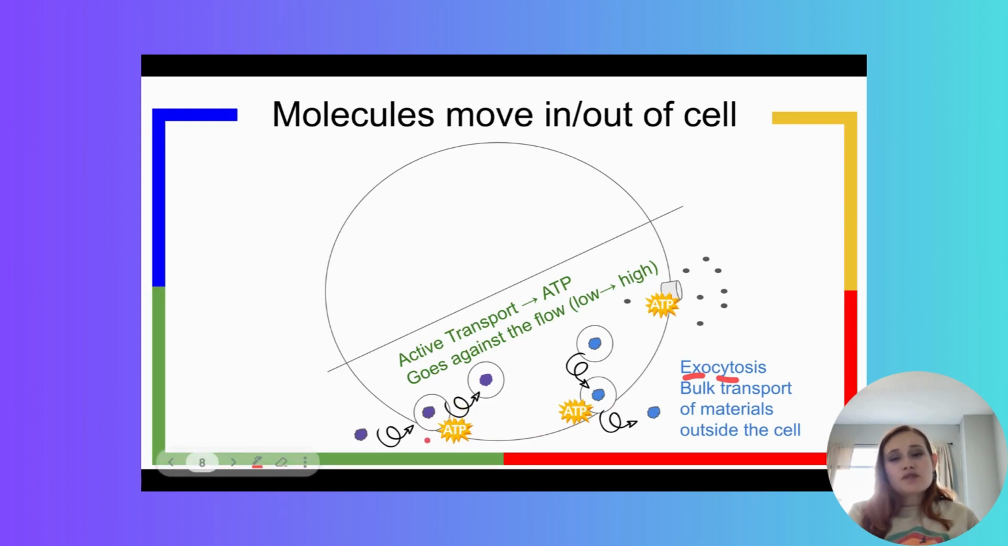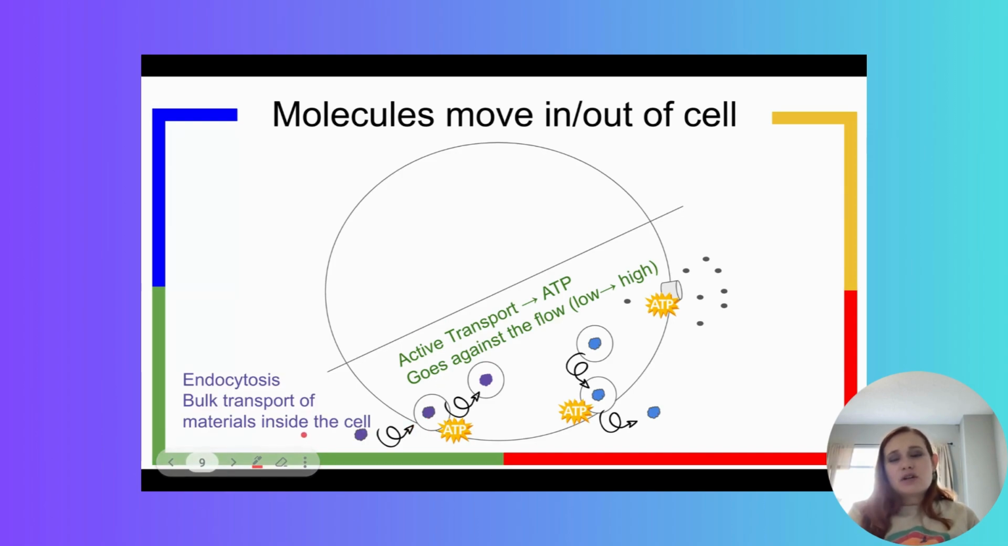Well, there's the opposite as well. Let's say the cell needs more molecules. Let's say it needs a lot more protein. That is when endocytosis is going to occur. Endo means inside, cyto cell. So this is a bulk transport of materials into the cell. So the cell really wants these proteins and it's going to force it across the membrane, again, utilizing ATP or energy.